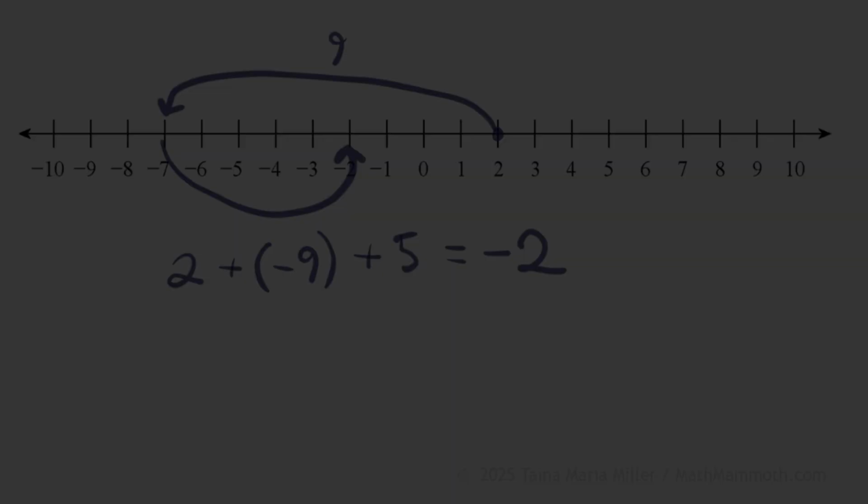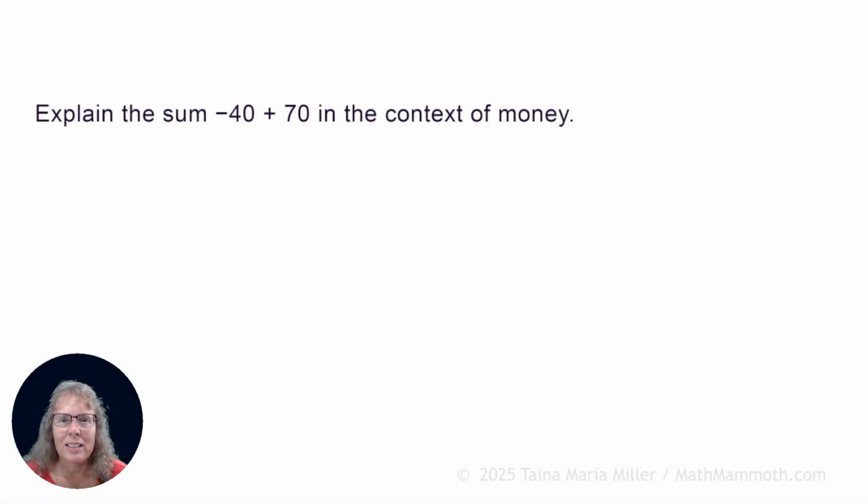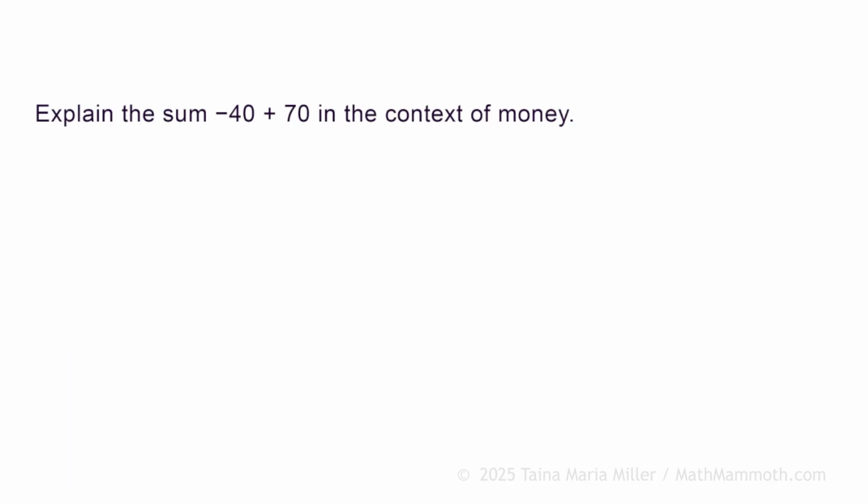All right. Explain the sum negative 40 plus 70 in the context of money. You can think of a number line jump maybe, like if you're at negative 40 and you jump 70 steps. But in the context of money, what would negative 40 as your starting point mean? If you have negative $40 or some other money you need, then you are in debt. You don't have any money. So somebody is $40 in debt.